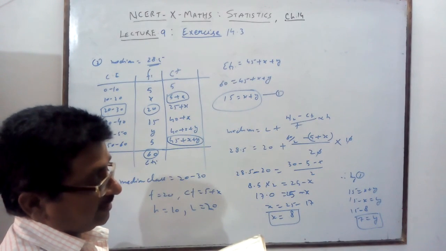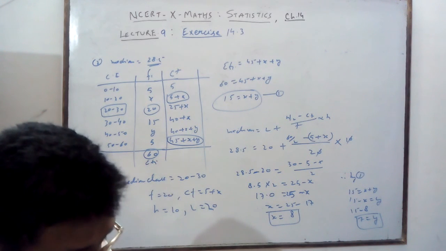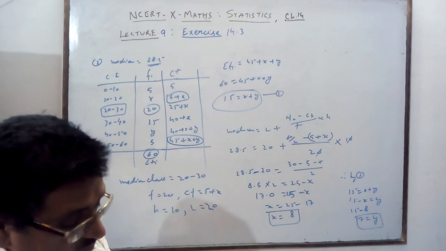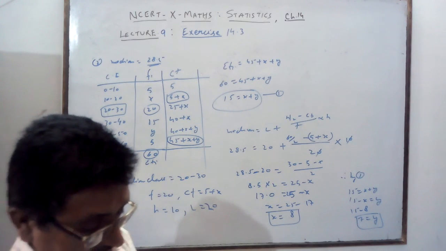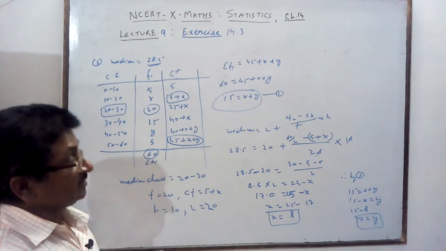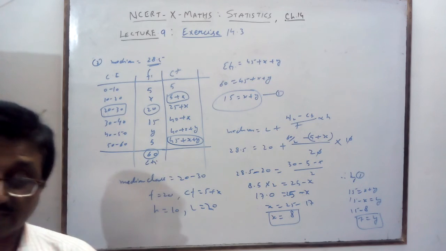Clear? So by this, you are getting the 2 questions of this. Third question is also given, third, fourth, fifth, sixth, seventh. So in these 2 questions, you are understanding how will you solve the question. That's all. Next I will tell you in the next lecture.